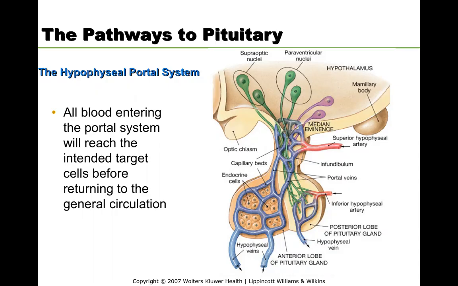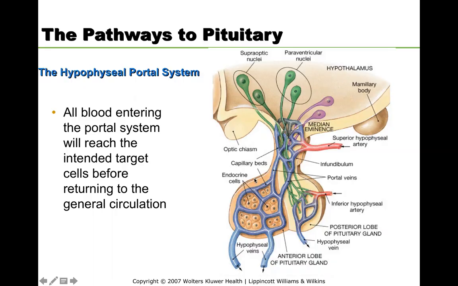What is fenestrated? Fenestrated means a window. You might have heard this term before. Fenestrated capillaries are capillaries which allow relatively large molecules to enter and leave the bloodstream. So as a result, since these capillaries are fenestrated, hormones that are produced can go into these capillaries. And then from this capillary bed, that goes to the anterior pituitary.